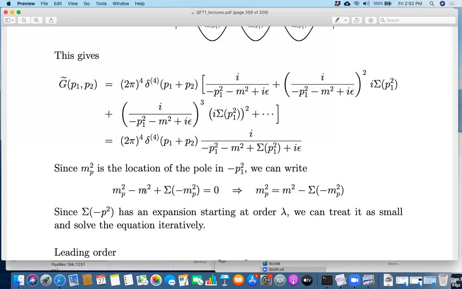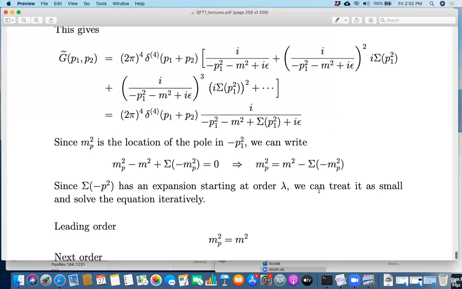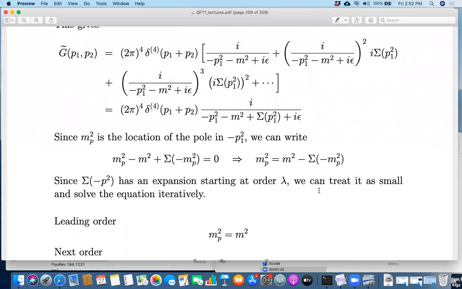Right? We bring this m square and sigma of minus mp square to the right hand side and write this as mp square equal to m square minus sigma of minus mp square. Okay? And now, because sigma has an expansion in powers starting at order lambda, we can try to solve this iteratively. Okay? Then we will treat sigma as small and solve this by iterative method. Okay, Newton's method of iteration.